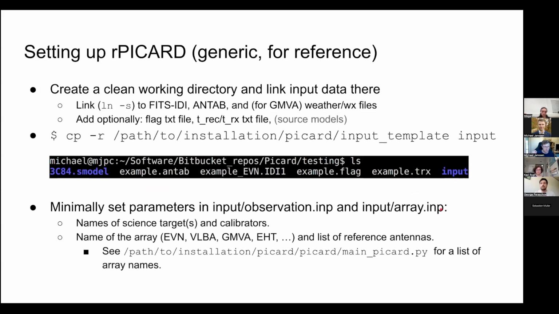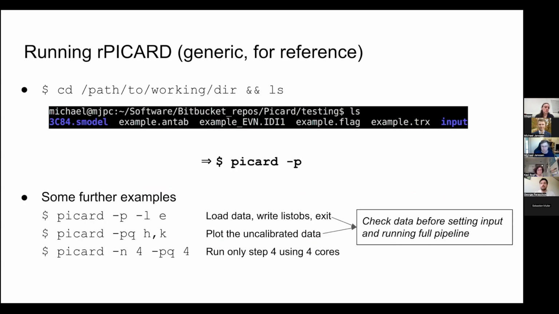So these are the names that you want for your science targets and your calibrator sources, and the name of the array, so if it's EHT or GMVA, and a list of reference antennas. Usually then ALMA is first, so that's quite easy. And once you've done that, you can just run the pipeline with this one single command.